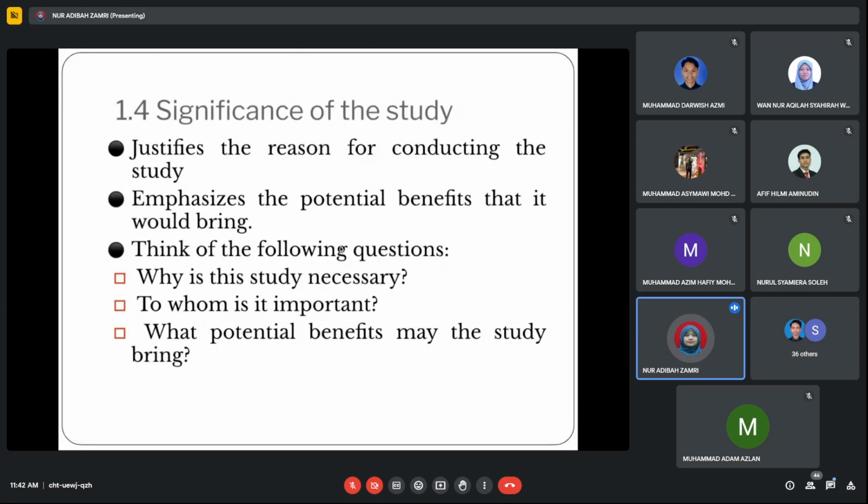So basically the significance of the study is more like: who will benefit from this study? Let's say students. When students read your study, they know how to handle their social media addiction. Or if they have a mental health problem, when they read your research about mental health, they know how to overcome it, because your study is about how to overcome mental health problems. Perhaps people who have mental health issues, when they read your research, will get some points on how to overcome the problem.